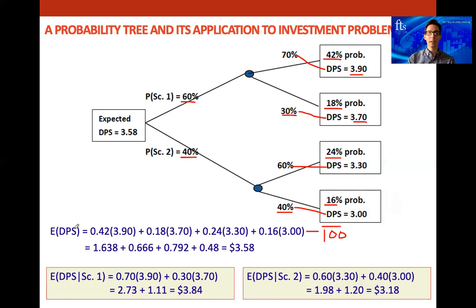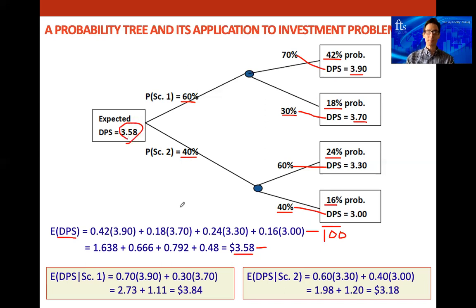So now to work out the expected dividend per share, all we need to do is what? A weighted average calculation. Nice and easy. There's a 42% chance there of getting $3.90. There's an 18% chance of getting $3.70. There's a 24% chance of getting $3.30. And there's a 16% chance of getting $3. So our expected dividend per share is going to be $3.58 over there.